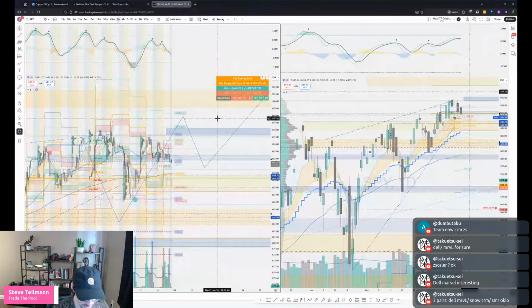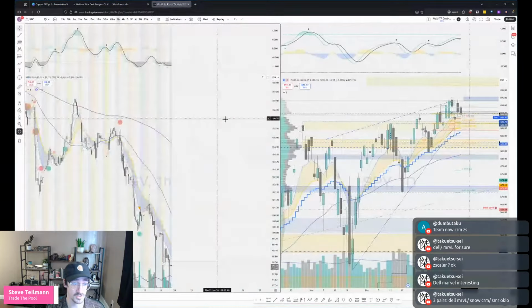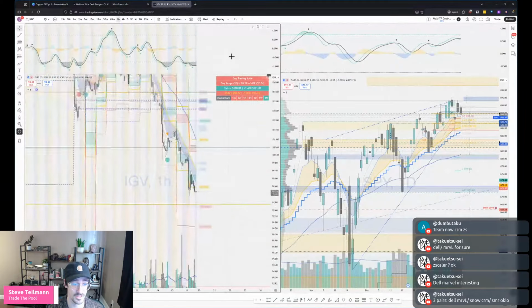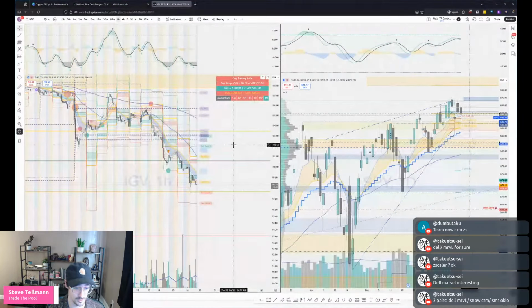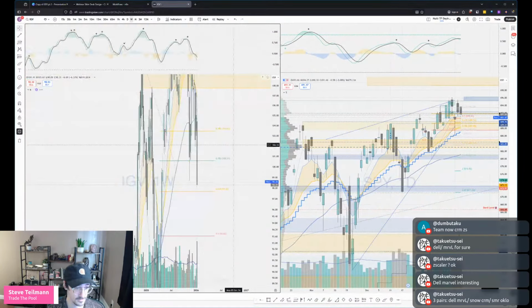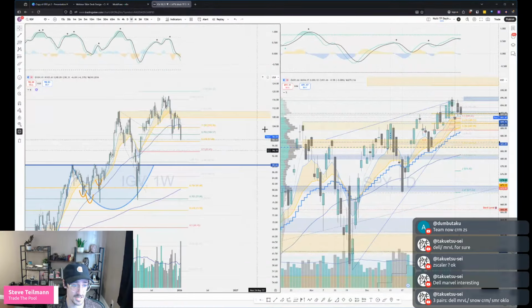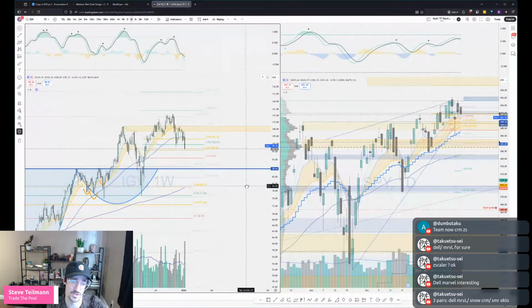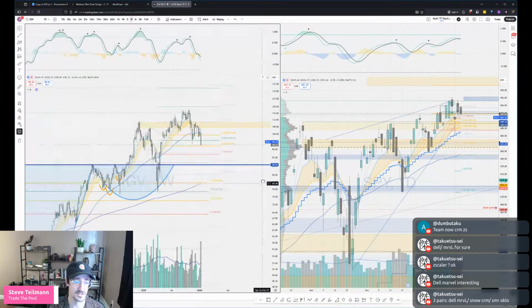Anyways, let's get into some charts here. Starting off, we are going to go now CRM, SNOW. But before that, IGV, because what is IGV? This is the index of software as a service. We're actually going to be moving to a weekly chart on the left here, just as we go over the high time frame stuff. And then if we like what we see, then we'll move this to an hourly on the left and we'll get into the nitty gritty.